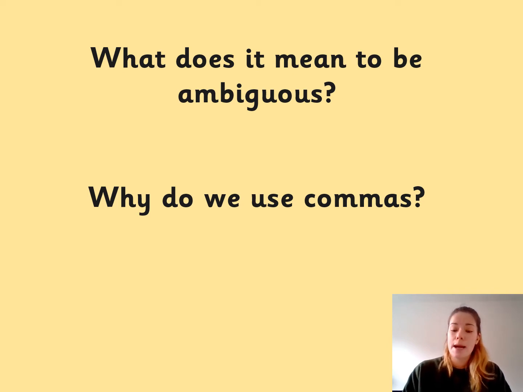So if we're being ambiguous, it means that we're leaving something open to more than one interpretation. So it means that you can think that something has more than one meaning. And we use commas for lots of reasons. We use them for pauses in our writing. We use them to indicate parenthesis and relative clauses and subordinate clauses. We use them in lists, but we also use them to clarify the meaning. So this means that we avoid ambiguity. We stop that idea that there's more than one meaning to something.